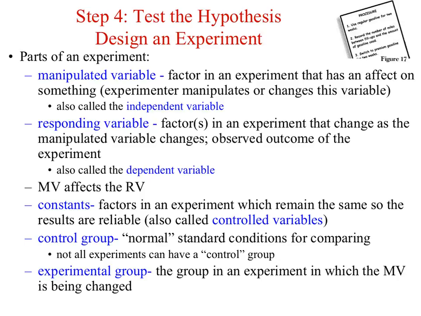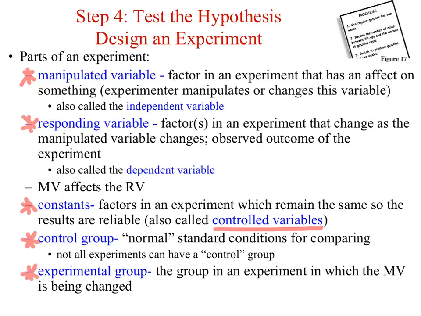Now, here comes the meat and potatoes of the lesson. This is the hard part. It looks hard because you get a lot of words on here, but actually if you do it and apply it to an experiment, it's much easier. But the parts of the experiment that we need to know are the manipulated variable, responding variable, constants, which are also called controlled variables, control group, experimental group.